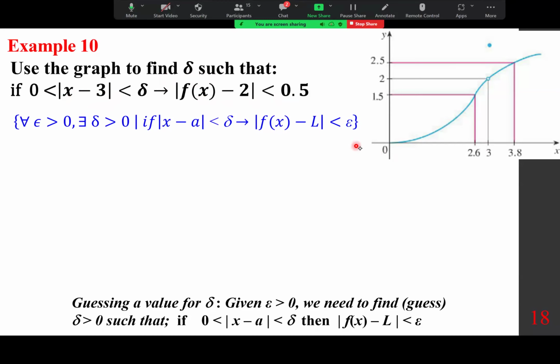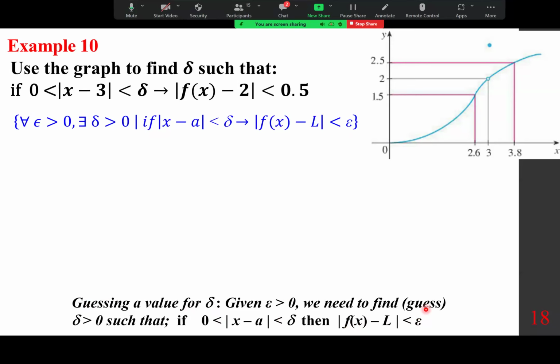And again, I'm reminding you of what I wrote. This is the synopsis of everything in the previous page. Whatever epsilon larger than 0, there is delta larger than 0, such that if the absolute value of x minus a is less than delta, then the absolute value of f of x minus L is less than epsilon. So given a positive epsilon, we need to find or guess the value of delta such that if this is the case, then this is the case. That's the concept. So we always start with this part.